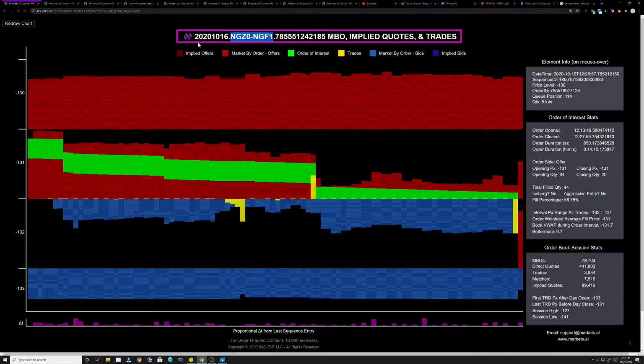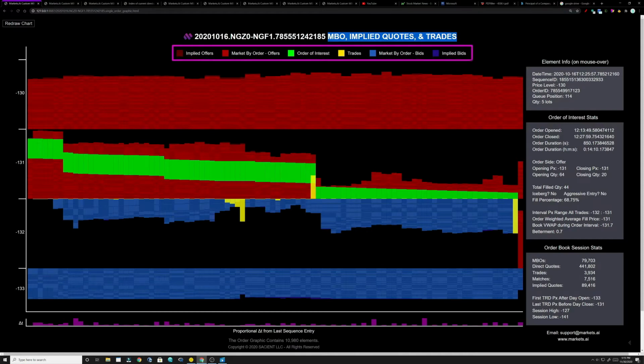This is the date backwards. This is our instrument that we've selected that defines the central limit order book for that date. And this is the order ID. This is our order of interest. And the chart displays all relevant information to our order of interest. So let's look at the legend very quickly. This should be pretty self-explanatory.